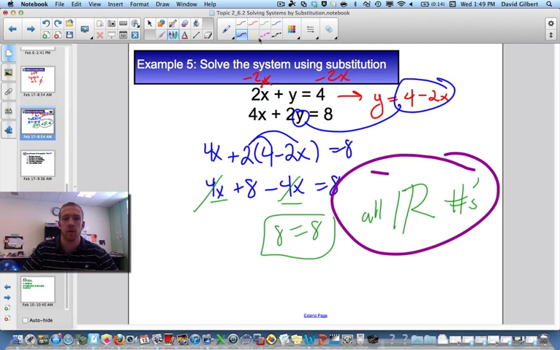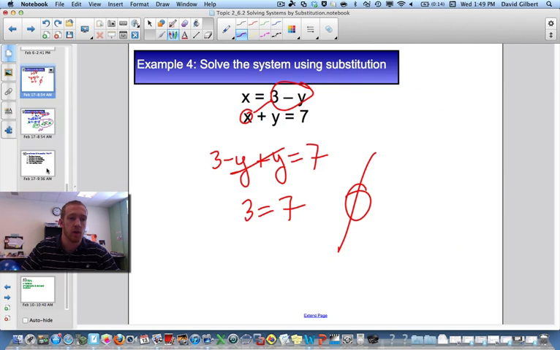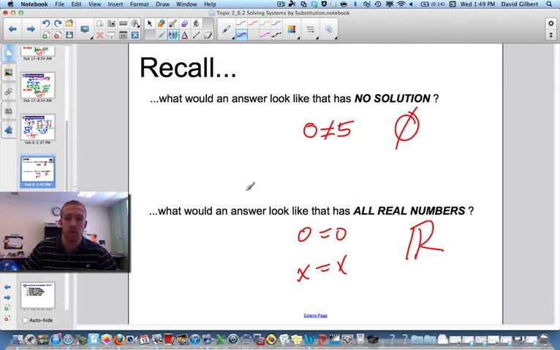Oh, that's not right. My bad. Not all real numbers. Infinite solutions. There are numbers that don't work, so it's not every real number, but there's infinite solutions. So same thing up here. Not all real numbers, infinite solutions.